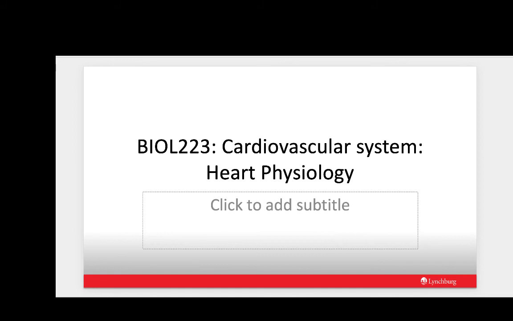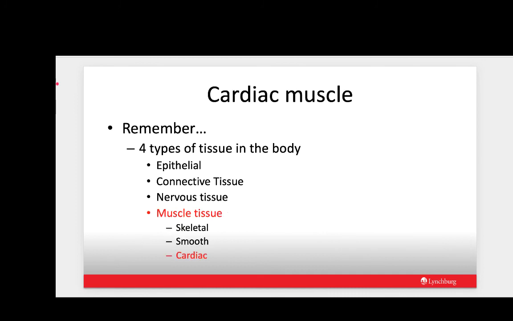Okay, so now that we've talked about gross anatomy of the heart, we're going to talk about our next topic, which is heart physiology. By way of reminder, when we did the tissue unit a few topics ago, we learned that there are four types of tissue in the body: epithelial tissue, connective tissue, nervous tissue, and muscle tissue. And cardiac muscle tissue falls under the realm of muscle tissue.